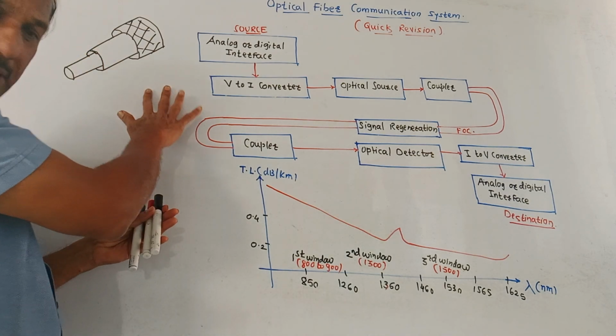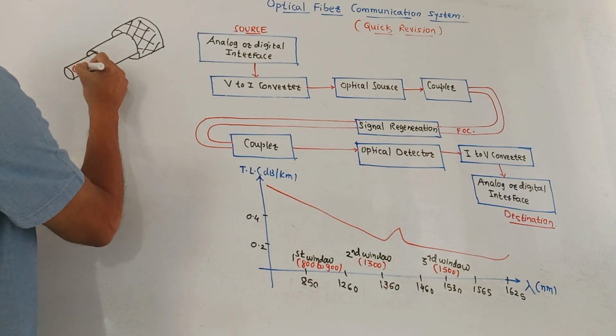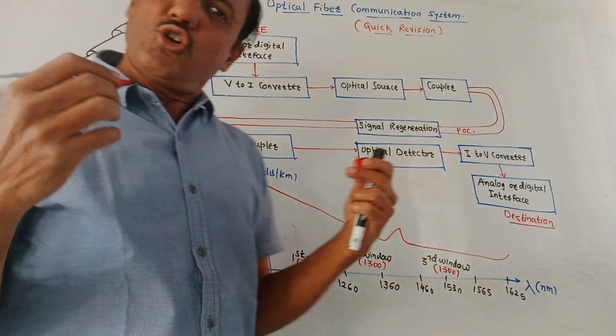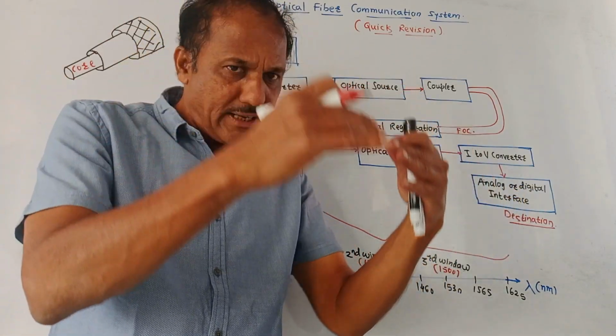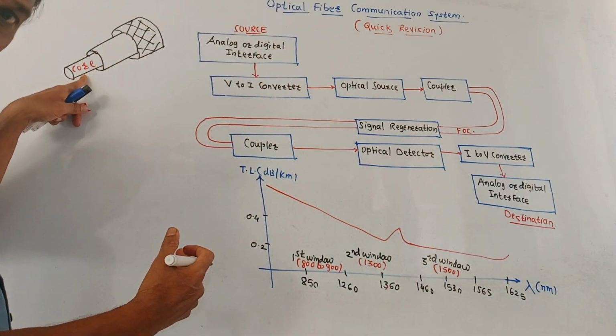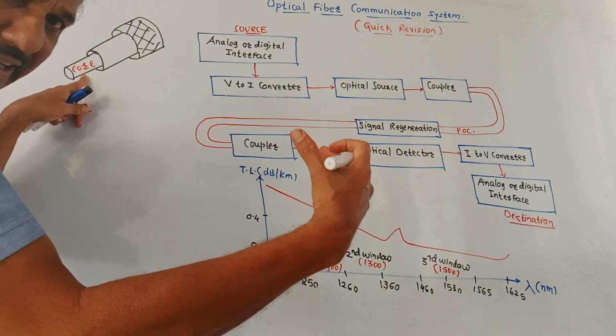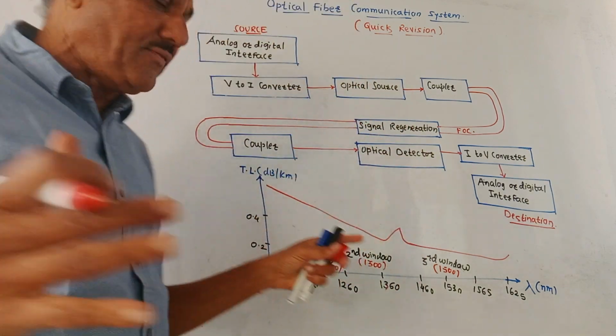There are three major layers. The innermost layer is called the core layer. It is made from glass or plastic. We know that in case of optical cable, the signal is in the form of light rays. So this is the core layer. Inside this core layer, the light rays travel by total internal reflection.